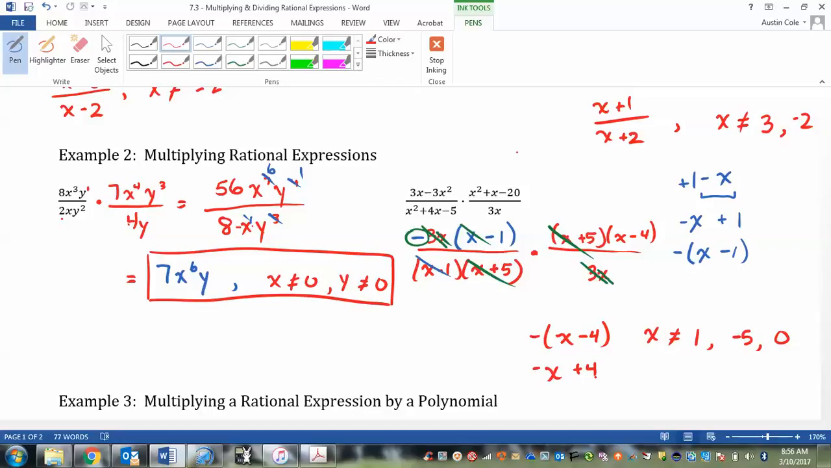Guys, this whole deal that I had to do over here made this problem a little bit unique. But big idea, factor everything, cancel whatever cancels. Okay, let's go down to example 3.